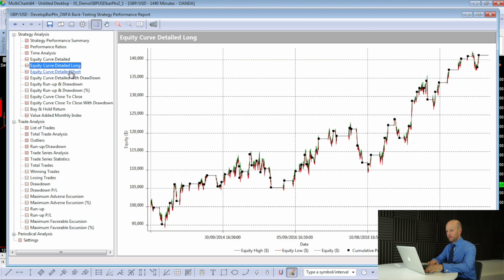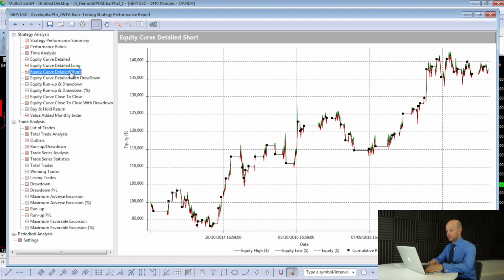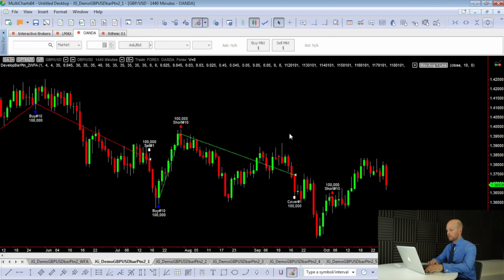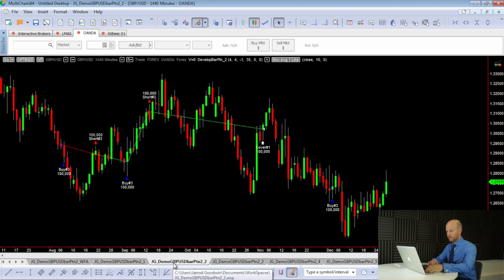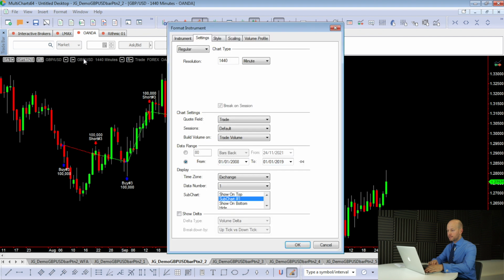That's the long equity curve, and that's the short equity curve. So they're both working pretty equally. So that's nice to see too. In the next workspace, we'll look at some more data. So we're going to have data now from 2008 through to the end of 2018. That leaves us those few years for out of sample.